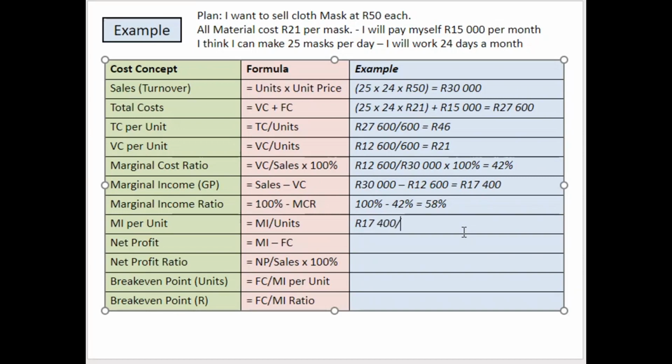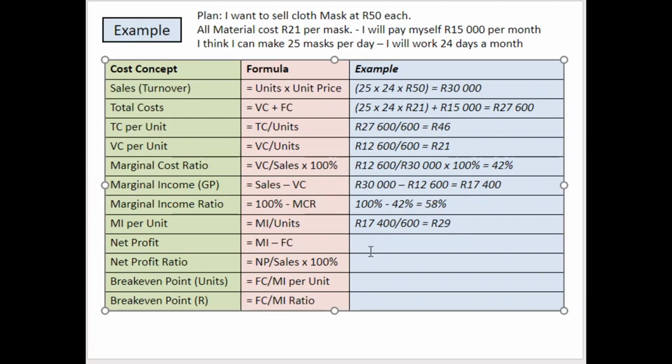17,400. And I have to divide that by the number of units that has not changed. It remains 600. Let's calculate that quickly. 17,400 divided by 600 is 29 Rand. Okay, so that is my marginal income per unit. I'm making 29 Rand on a mask.